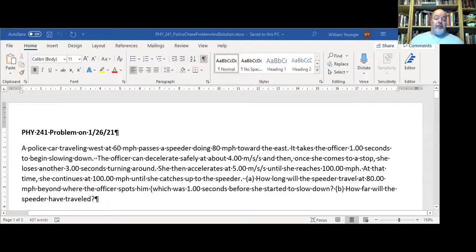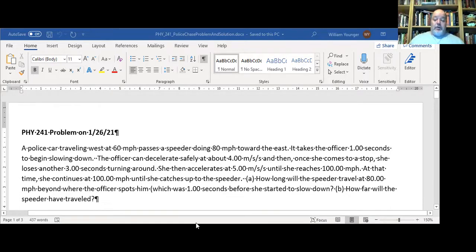So this is a police car traveling west at 60 miles per hour that passes a speeder doing 80 miles per hour toward the east. It takes the officer about 1 second to begin slowing down. Notice I've fixed all the sig figs. Everything's like 3 sig figs or more. The officer can decelerate safely at about 4 meters per second every second, and then once she comes to a stop, she loses another 3 seconds turning around. She then accelerates at 5 meters per second every second until she reaches 100 miles per hour. At that time, she continues at 100 miles per hour until she catches up to the speeder.